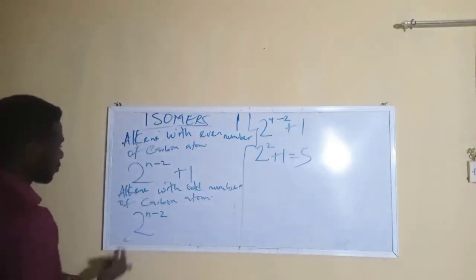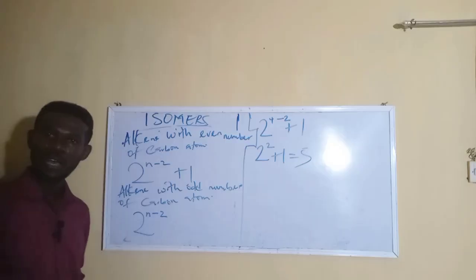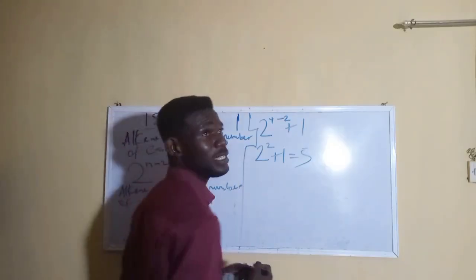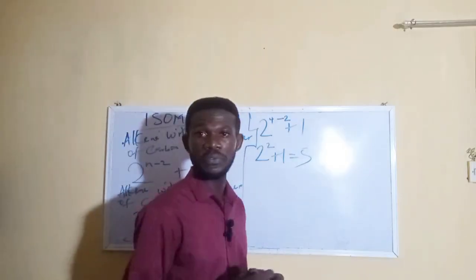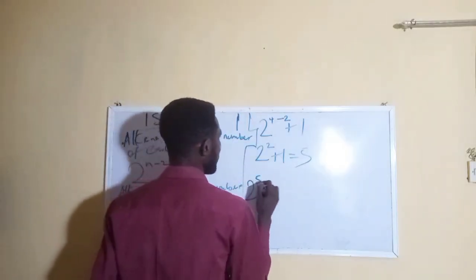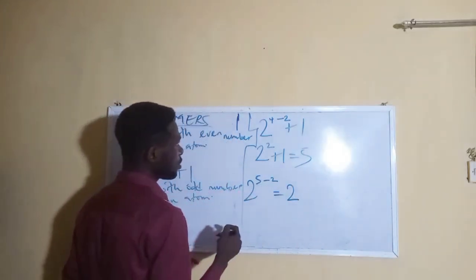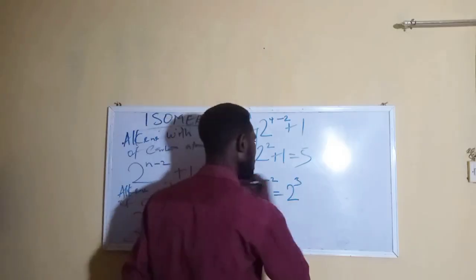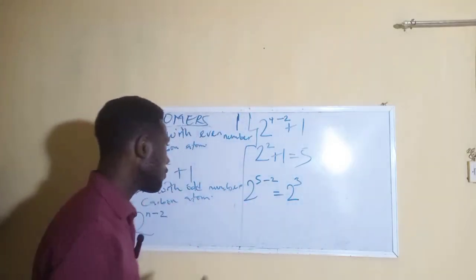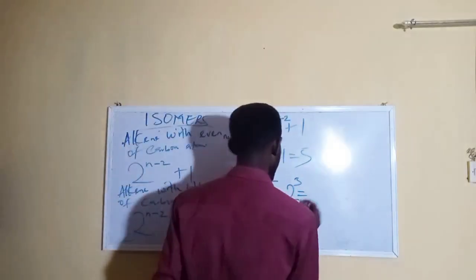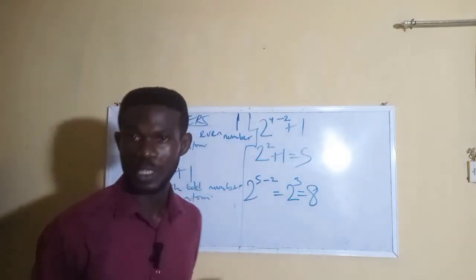Now, when you come to alkenes with an odd number of carbon atoms, let's say we are going to work with pentene. So pentene is actually number 5. So you have it as 2 raised to power 5 minus 2, and this would give you 2 raised to power 3, and that means the number of isomers that can be generated from pentene is actually 8. 8 is the number that you would actually generate as the number of isomers present here.